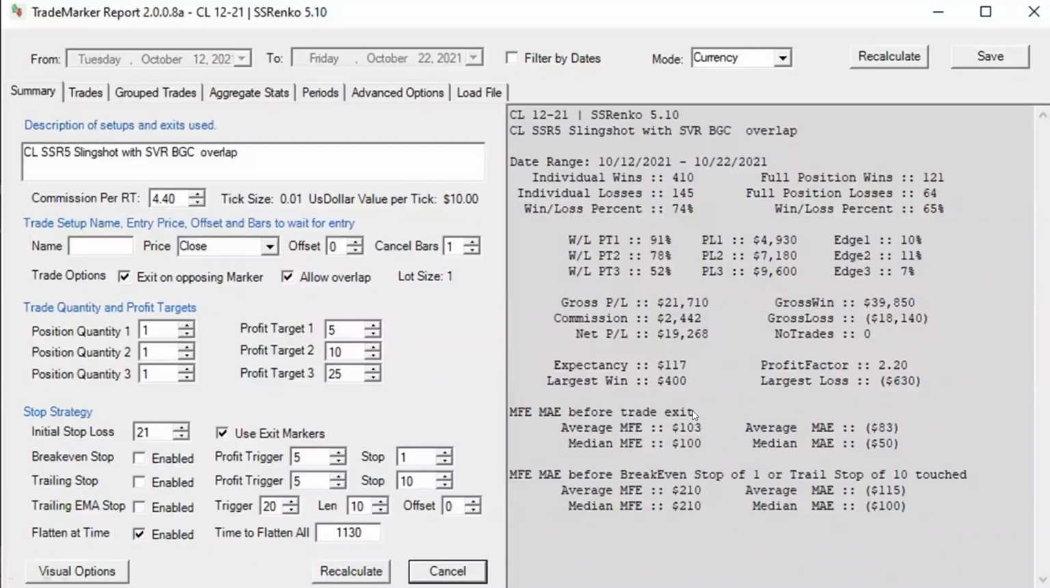So I ran this in Trade Markers. Did about 555 trades or so on the 3 lot. And this was the result that we got with that. Our profit target 1, 5 ticks, profit target 2, 10 ticks, and profit target 3, 25 ticks. There's other things that we could look at on here. I also didn't use any money management, going to break-even stops or anything like that. I just kept it simple.